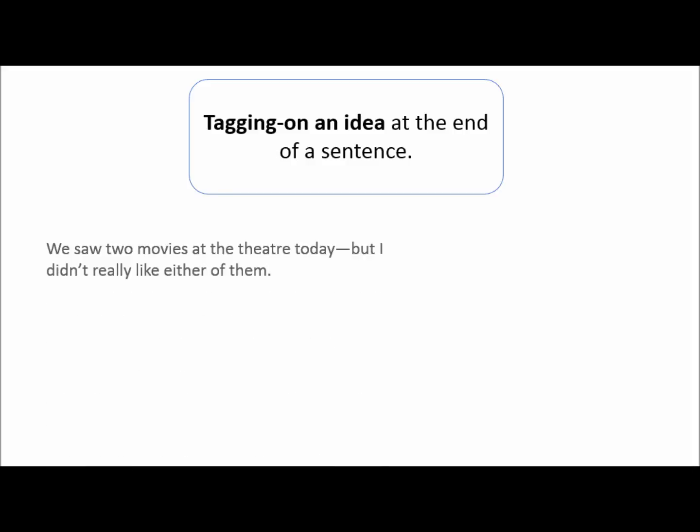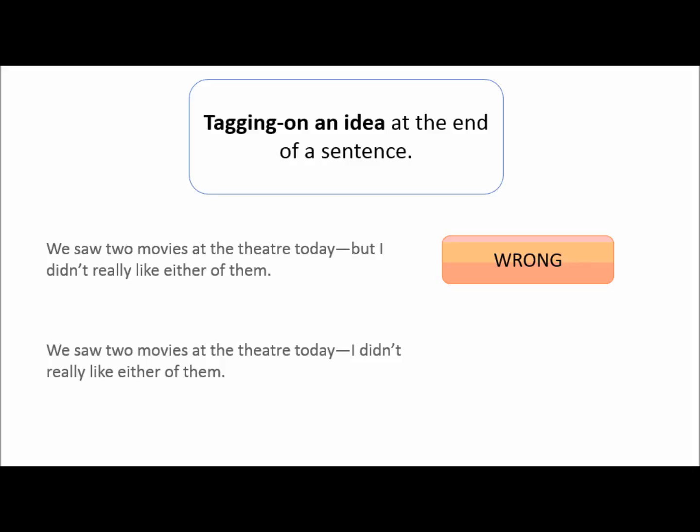Here is an example of a dash being used incorrectly. We saw two movies at the theatre today, but I didn't really like either of them. This is the wrong usage, as we use a conjunction, but, in this sentence, and so the dash is not needed. The sentence would work without the dash.